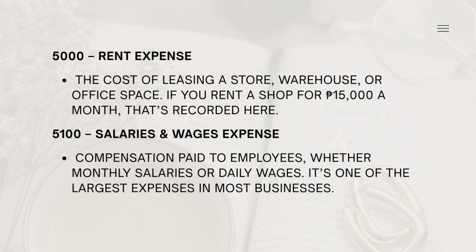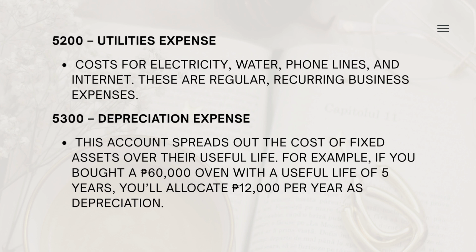5,100. Salaries and wages expense. Compensation paid to employees, whether monthly salaries or daily wages. It's one of the largest expenses in most businesses. 5,200. Utilities expense. Costs for electricity, water, phone lines, and internet. These are regular, recurring business expenses.